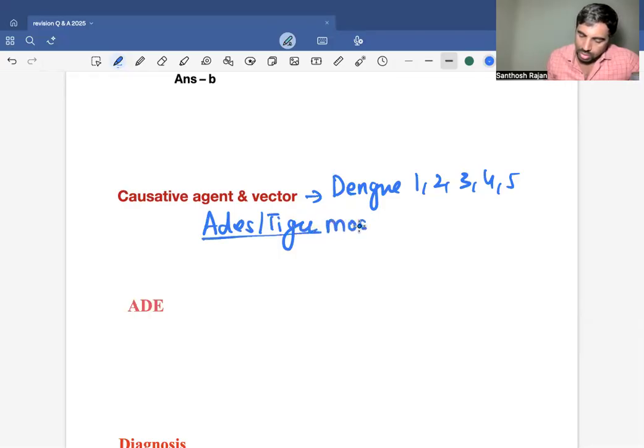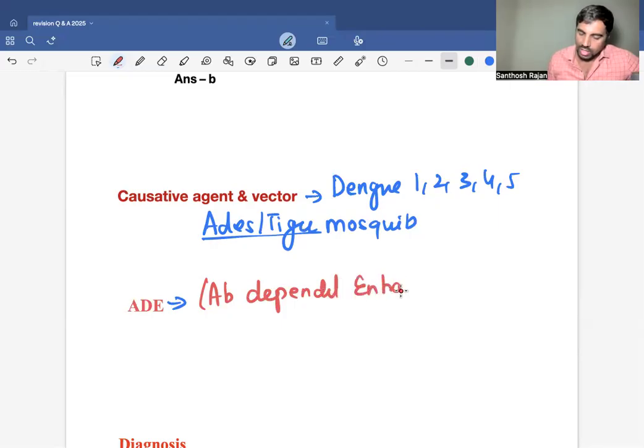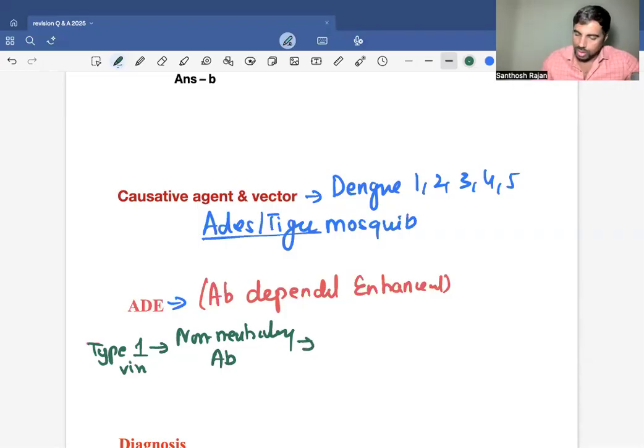Tiger mosquito. Yes. ADE is one compound, that is antibody dependent enhancement. Very characteristic for dengue. What happened when, usually, the type 1 affects first? When type 1 virus affects first, our body produces non-neutralizing antibody. So this non-neutralizing antibody, what happened?